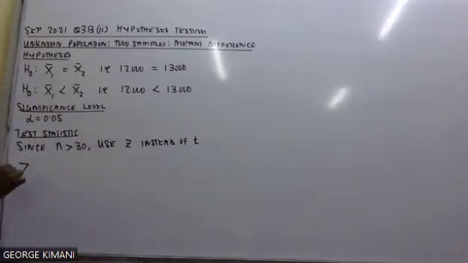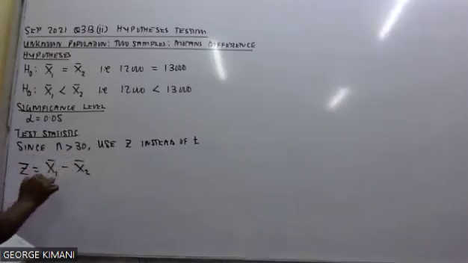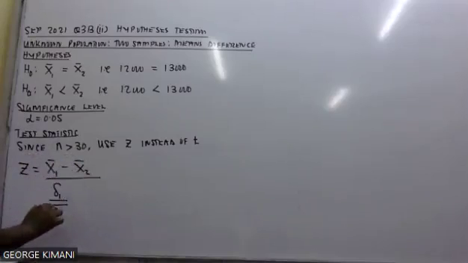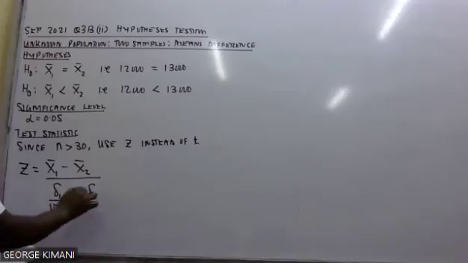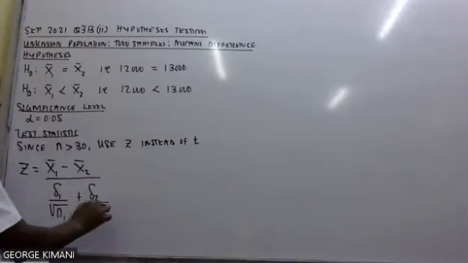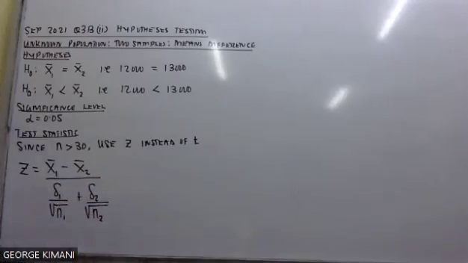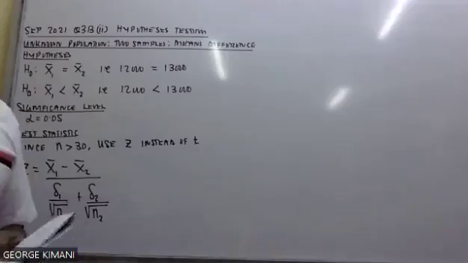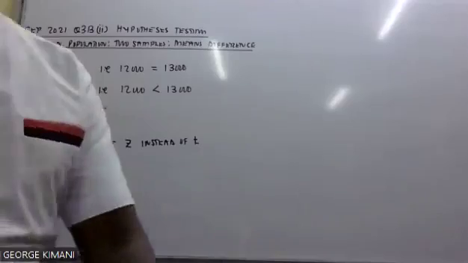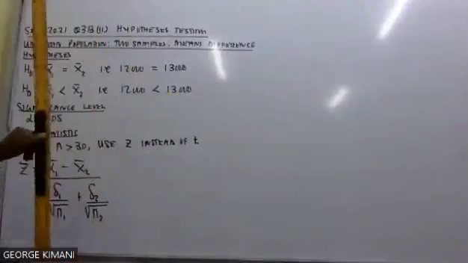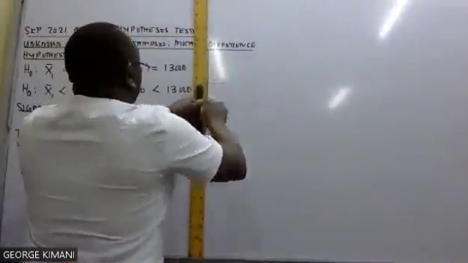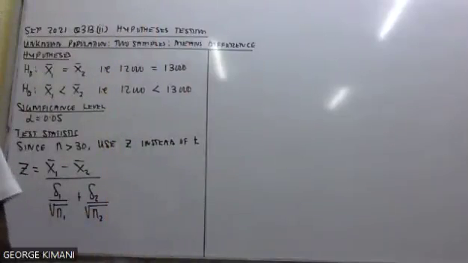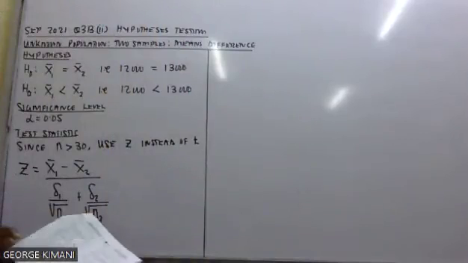So with that, Z is given as x bar 1 minus x bar 2, divided by the root of standard deviation 1 squared over sample size 1, plus standard deviation 2 squared over sample size 2.